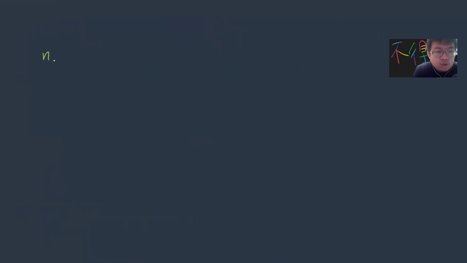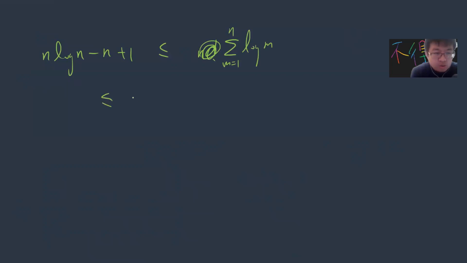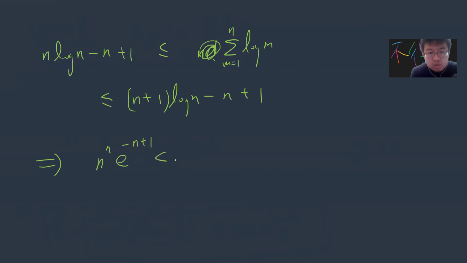Let me write it clearly again. You get this plus 1, that is equal to the sum of log k, and also n plus 1 times log n minus n plus 1. You take the exponential, so you get n^n e^(-n) e^(-1), and this is n factorial. So this is right. You do the same thing, and for this one you get the same thing, and you get n^n.